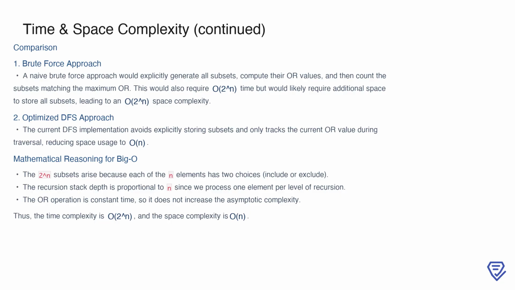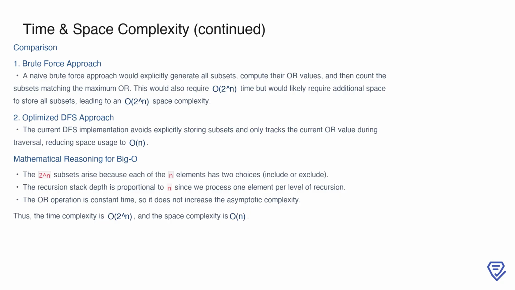To understand why the time and space complexities have these values, note that the 2^n subsets come from the fact that each of the n elements has 2 choices, include or exclude. The recursion stack depth corresponds to n, as one element is processed per level of recursion. Additionally, the OR operation is performed in constant time, so it does not contribute to a higher asymptotic complexity. This is why the time complexity remains O(2^n), and the space complexity is O(n) for this approach.